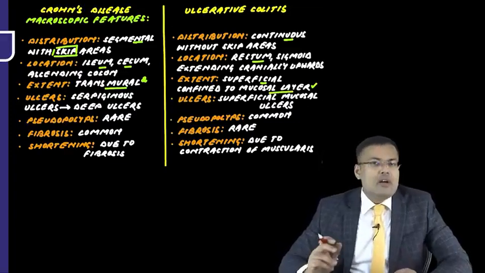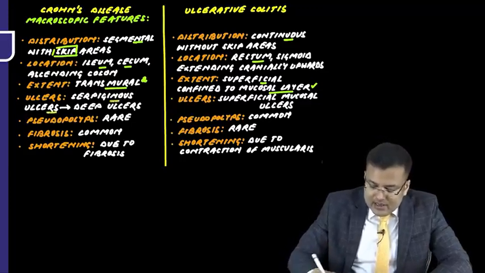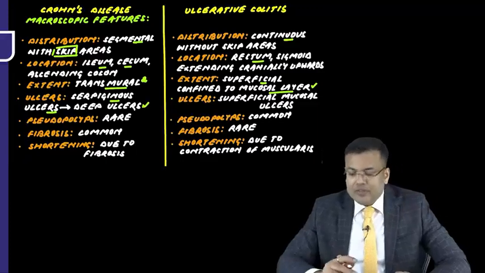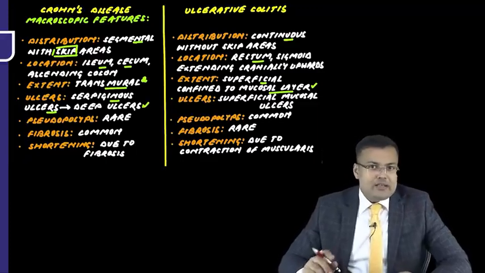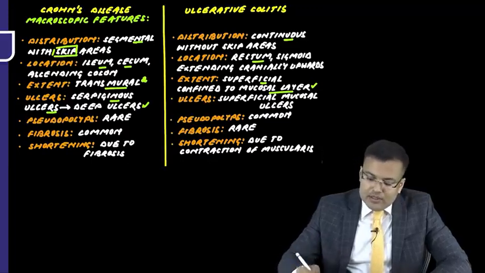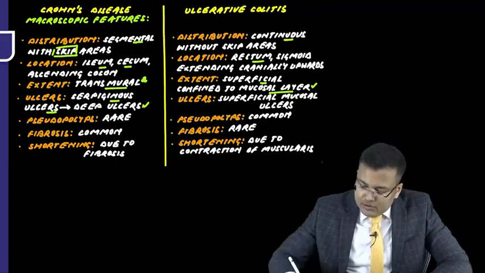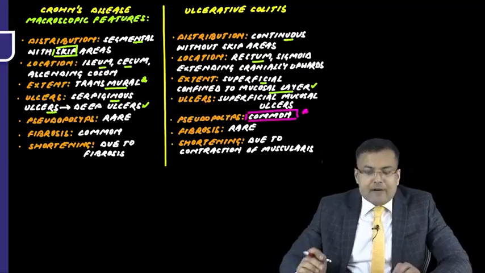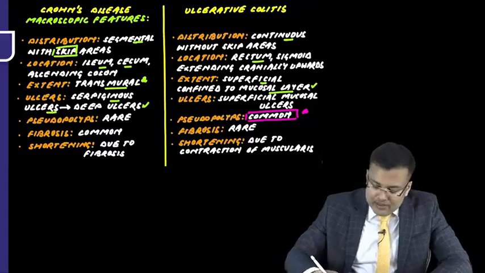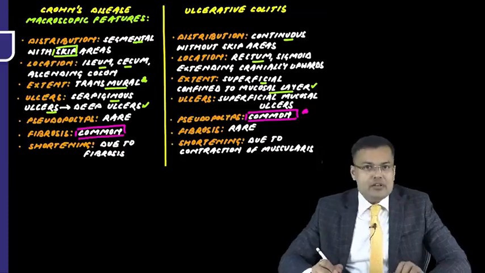If you see the ulcers, what kind of ulcers are seen in Crohn's disease? There are serpiginous ulcers, and they can progress to deep ulcers. Whereas in ulcerative colitis, there are superficial mucosal ulcers. Pseudopolyps are more common in which one, Crohn's disease or ulcerative colitis? You know that pseudopolyps are more common in ulcerative colitis. Fibrosis and stricture are more common in Crohn's disease.